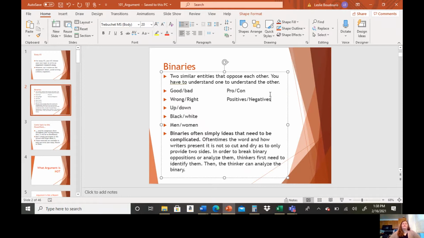Absolutely don't, okay? But other times somebody might write an argument that is very one-sided. So it's like somebody should or should not do this, or all guns should be allowed or no guns should be allowed, or something like that. Binaries often simplify ideas that need to be complicated.